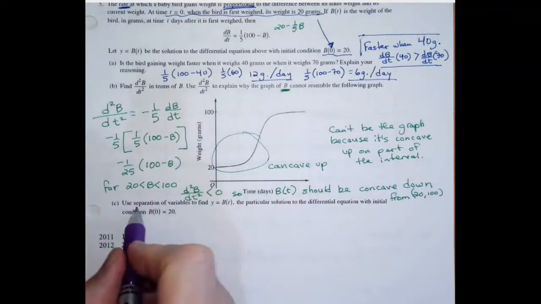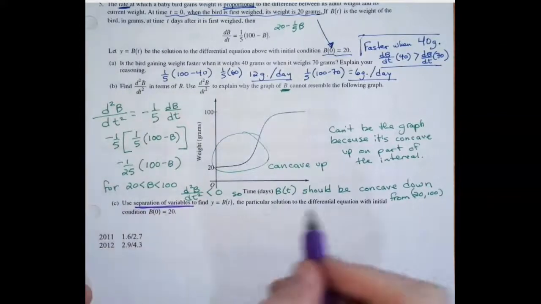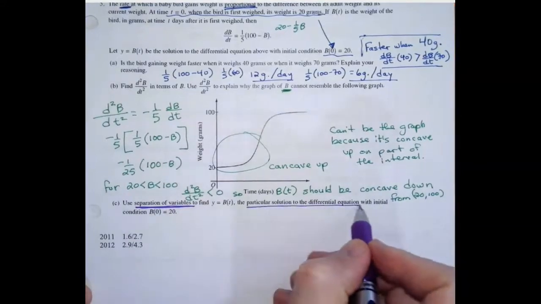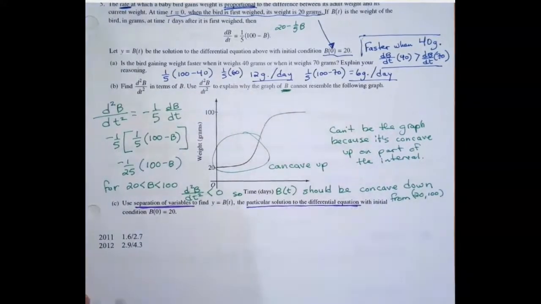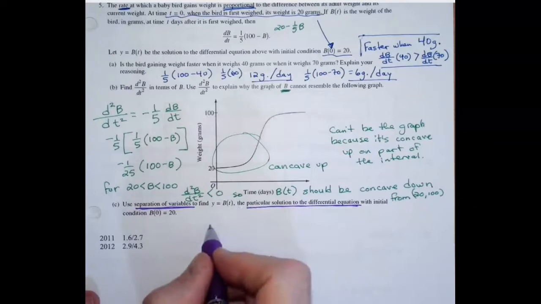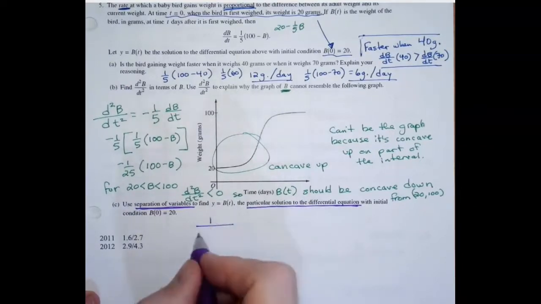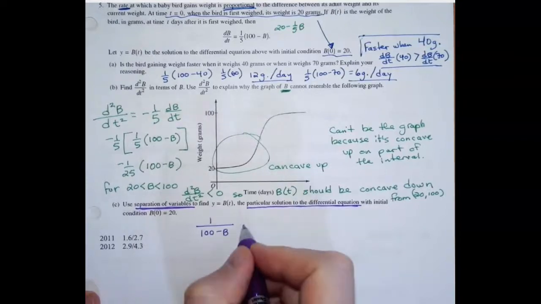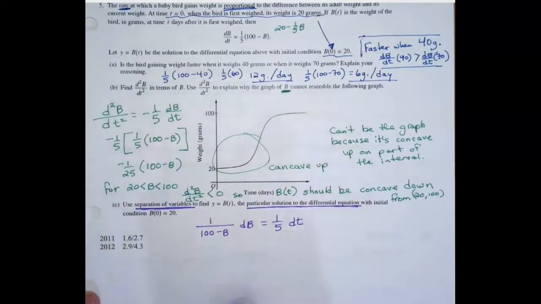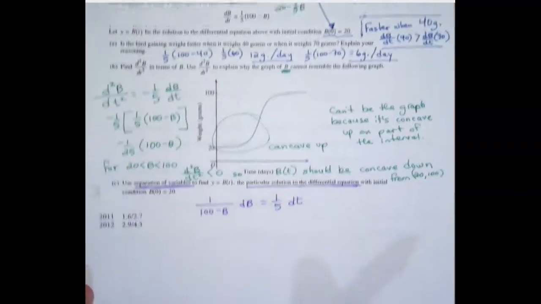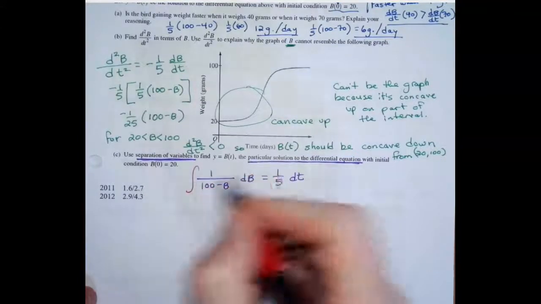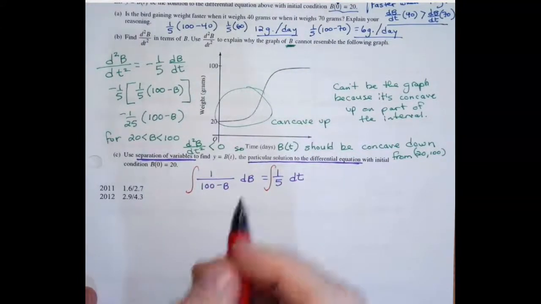Okay. Now, use separation of variables. So they're coming right out and telling you that. Usually, I don't know if they always say that, but what we do see is the particular solution to the differential equation. So that's what you want to look for. If we go back to that and do separation of variables, that's very similar to the example we just did. That's probably why I had that in the notes. 100 minus b dB, and then on the other side we got 1/5 dt. Compared to that example, it's almost the same except these are switched around. Okay, so now that's separate. Now we're going to integrate.